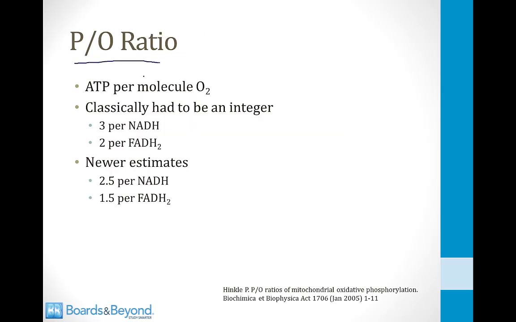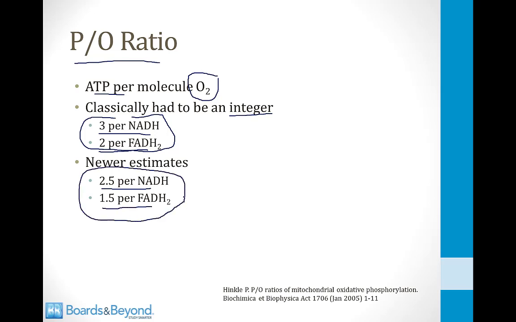The PO ratio is the amount of ATP generated per molecule of O2 that undergoes oxidative phosphorylation. And classically, it was thought that the PO ratio had to be an integer, and from this they derived that 3 ATPs were generated per NADH and 2 per FADH2, and a lot of textbooks still report these numbers. There are some newer estimates that it may actually be closer to 2.5 per NADH and 1.5 per FADH2, so you will see some textbooks that report these numbers, and that can be confusing. I've listed a review article on the screen here which gives a nice description of how they determine the PO ratios and why they're reported differently.